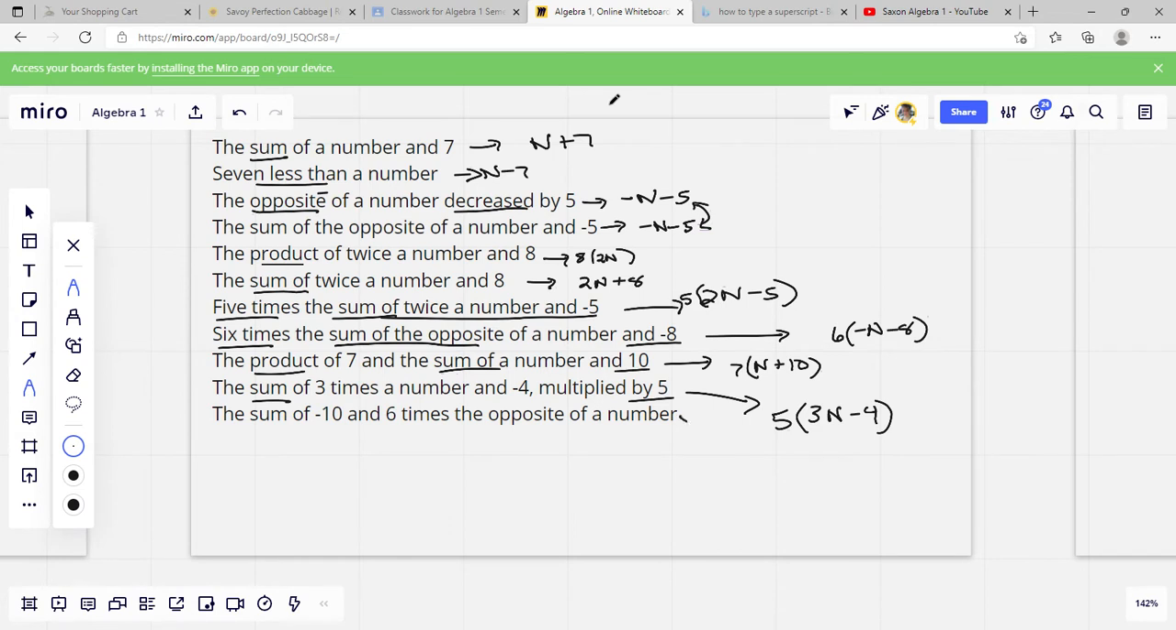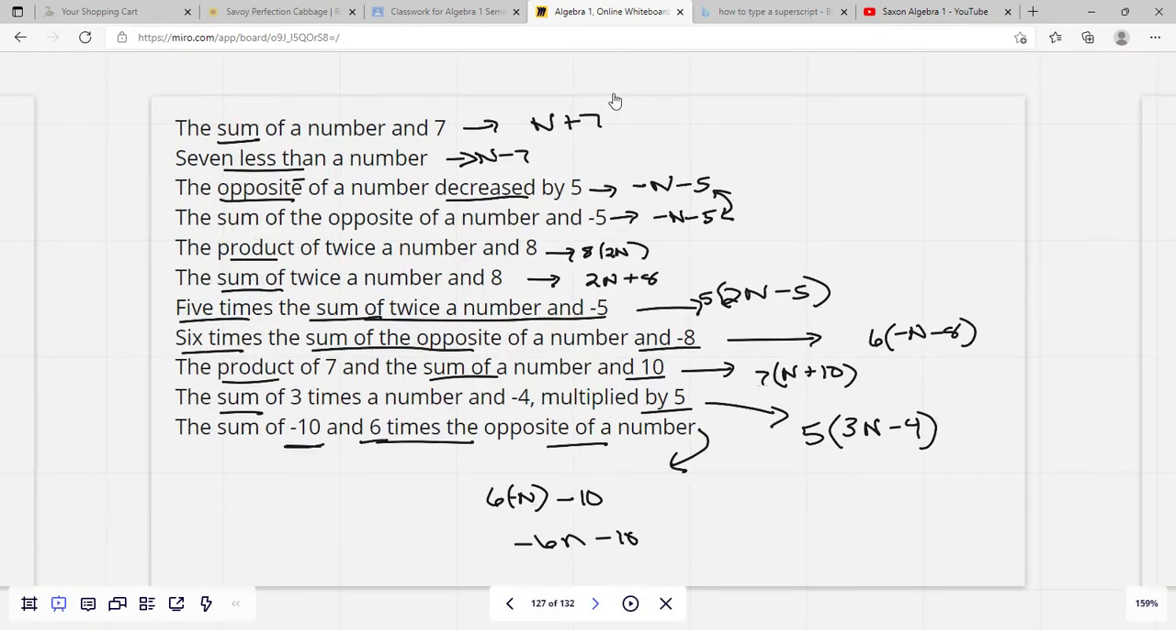And then this last one, the sum of negative 10 and 6 times the opposite of the number. So 6 times the opposite of the number, that'd be negative 6n. Sum of negative 10 and 6 times the opposite of a number. Or you could just say negative 6n minus 10, like that. Alright, pretty easy, not too complicated.